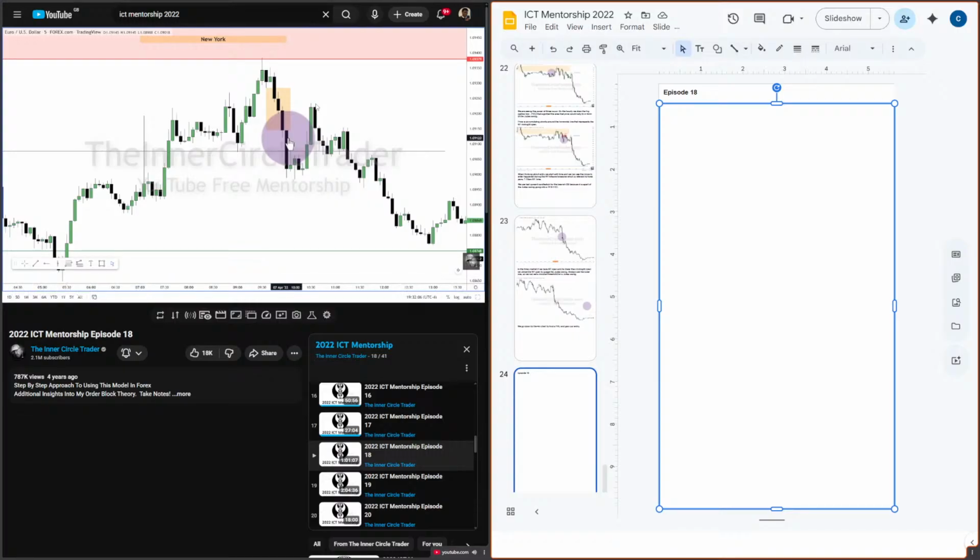On that 15-minute time frame, we have a minimum threshold of at least reaching into this low. Remember I showed you on the 15-minute time frame that imbalance? So it needs to get up into that.